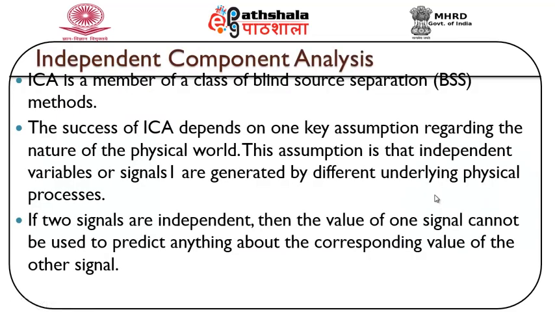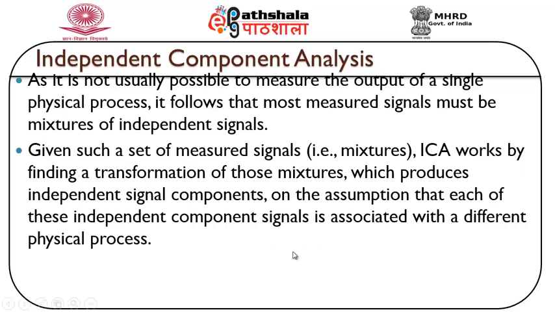Next one is the independent component analysis. It is a member of the class of blind source separation methods. The success of ICA depends on one key assumption, that is the nature of the physical world. This assumption is that independent variables or signals are generated by different underlying physical processes. If two signals are independent, then the value of one signal cannot be used to predict anything about the corresponding value of the other signal.